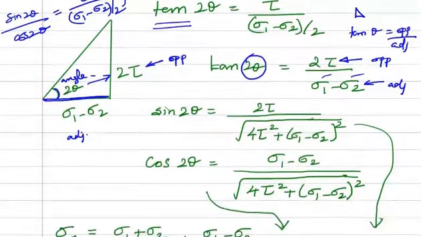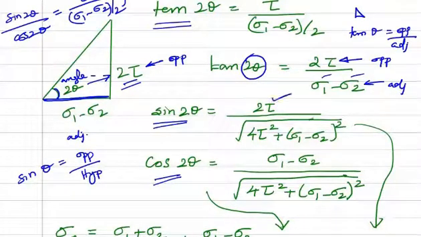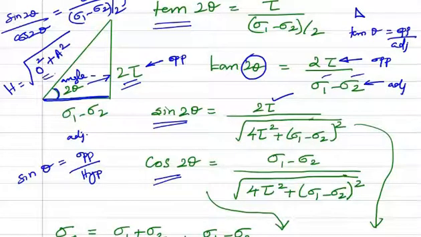So from this triangle, you can find what is sine 2 theta and cos 2 theta. What is the formula for sine theta in general? Opposite by hypotenuse. So in this triangle, what is the opposite? 2 tau is the opposite. So sine 2 theta is equal to opposite by hypotenuse. And the hypotenuse is equal to the square root of the opposite square plus adjacent square. The opposite is 2 tau; when you square this, you'll get 4 tau square, and when you square the adjacent, you'll get sigma 1 minus sigma 2 the whole square. So both these values will be within the square root.